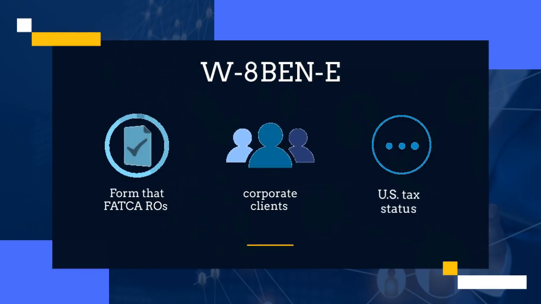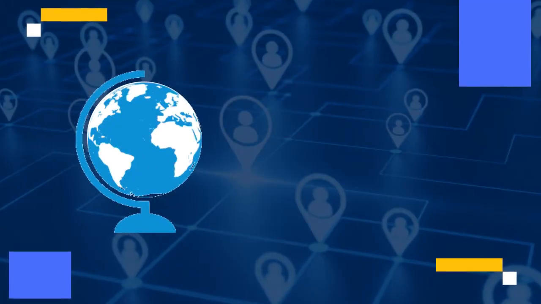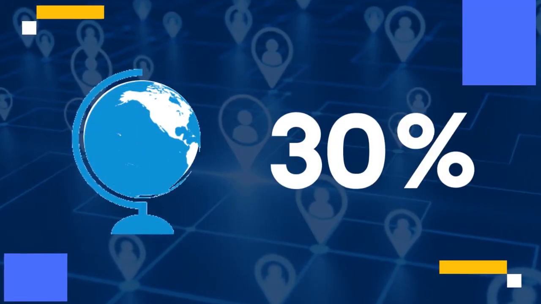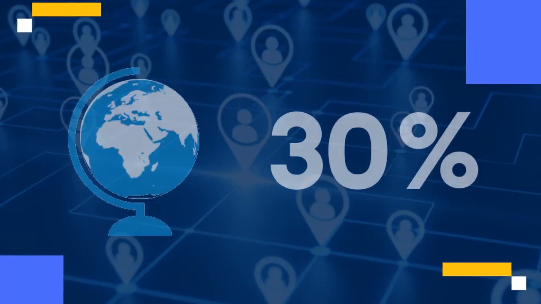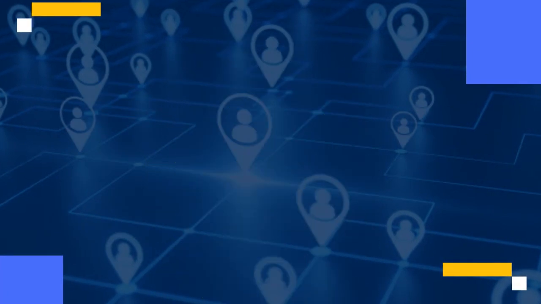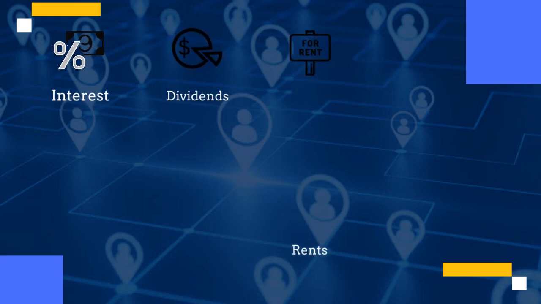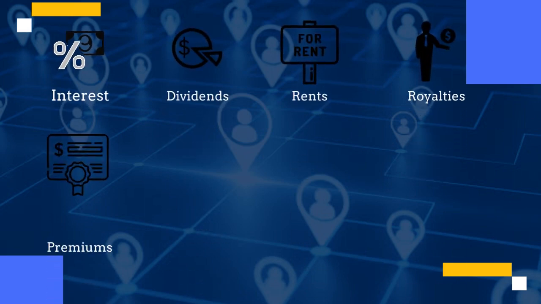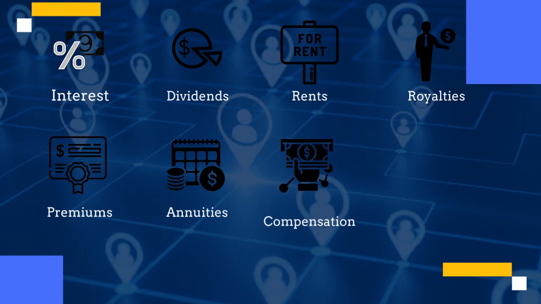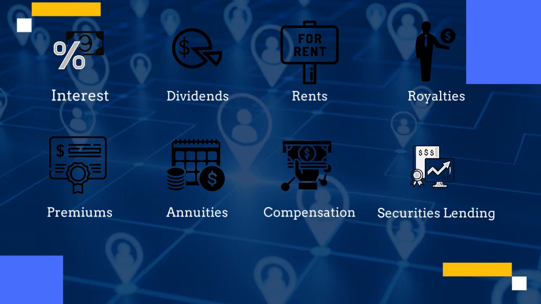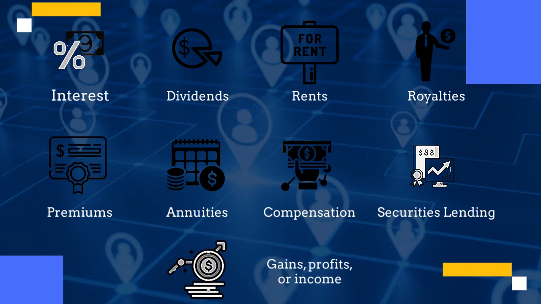tax status. Foreign persons are subject to U.S. tax at a 30% rate on withholdable payments, which is the income they receive from U.S. sources that consist of interest, dividends, rents, royalties, premiums, annuities, compensation for or an expectation of services performed, substitute payments in a securities lending transaction, or other fixed or determinable annual or periodical gains, profits, or income.